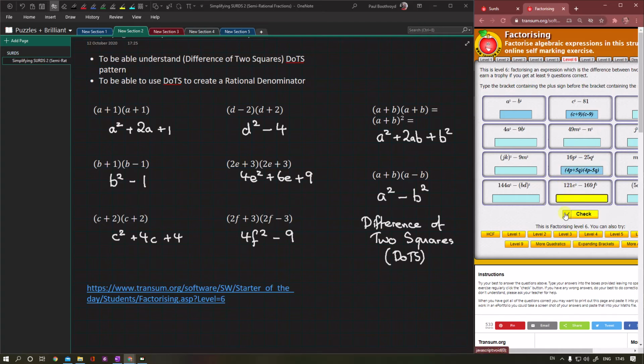Let's go for the last one, 11e and 11e. 169 is 13 squared. And they've got opposite signs, so one's plus and one's negative. So let's just check we've got those three correct. There are three correct answers.